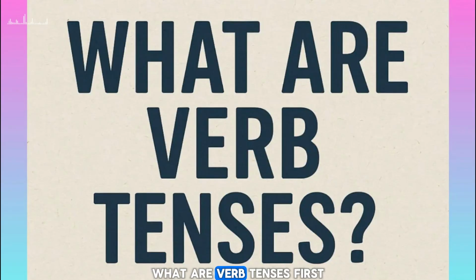What are verb tenses? First, what is a verb? A verb is an action word. It tells us what we do. For example, run, eat, read, write, play. Now, when do we do these actions? We do them at different times.